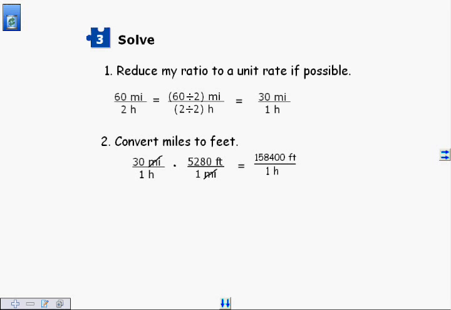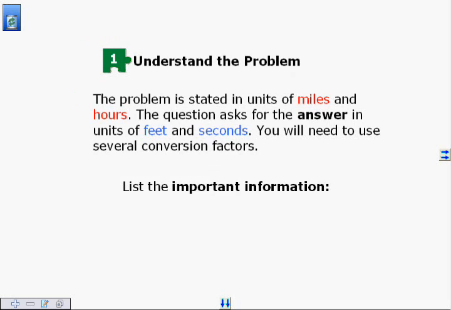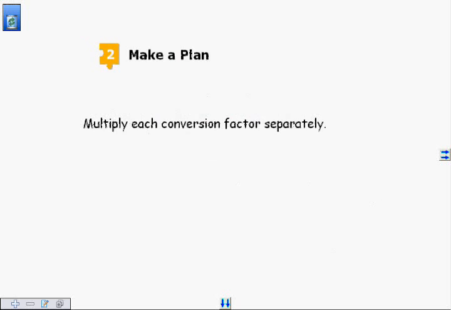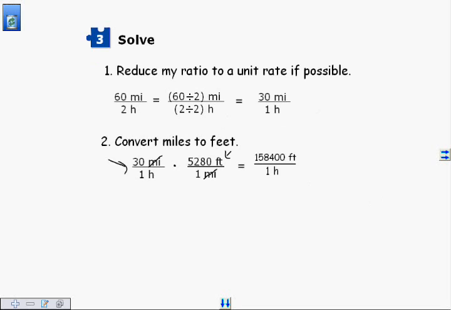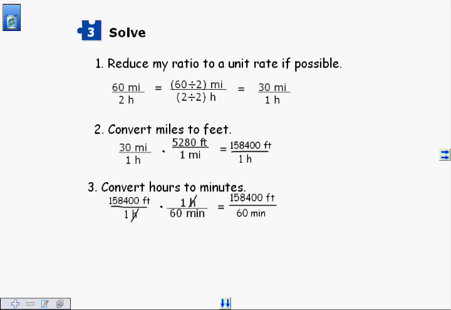30 miles to 1 hour times the conversion factor, which we wrote down back here. Conversion factor, 5,280 feet in 1 mile. Remember, you want to set it up in a way that you have something to cross out. So that way you're left with only 2 units, feet and hours. So there are 158,400 feet in 1 hour. So now miles is gone. We've got the first part down.